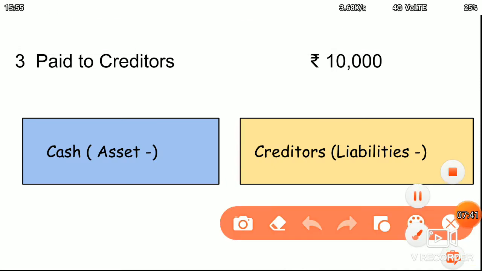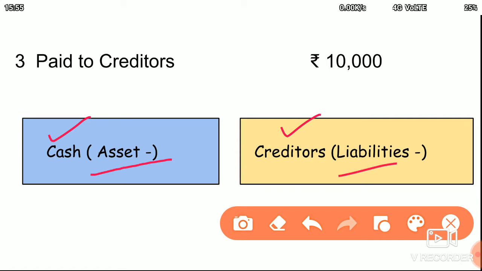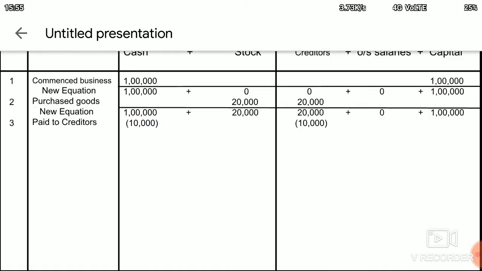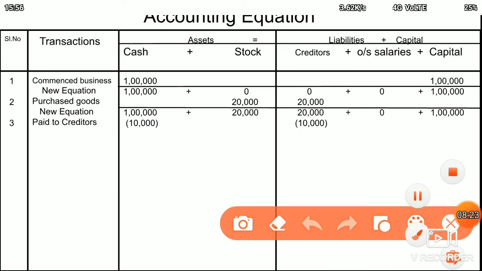The next transaction says paid to creditors. So from the business point of view, the business is paying cash to the creditors. So the two accounts that will get affected are cash account and creditors account. Now, the business is paying cash, so the cash is decreasing. So the assets are decreasing in the form of cash by 10,000 rupees. On the other hand, the creditors have been paid, so the liabilities also will decrease by 10,000 rupees in the form of creditors. So the effect of this transaction is cash will decrease by 10,000 rupees and the creditors also will decrease by 10,000 rupees.